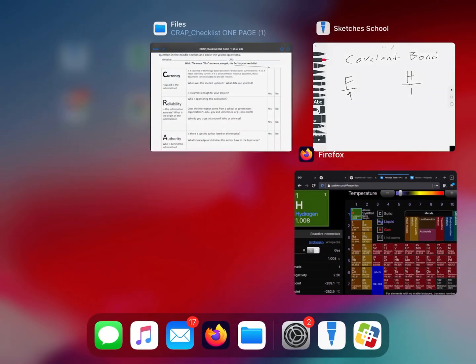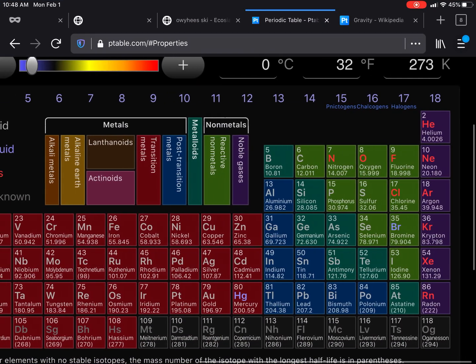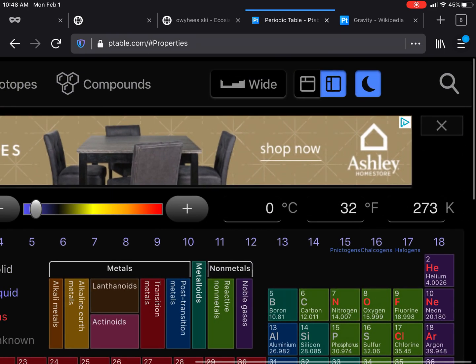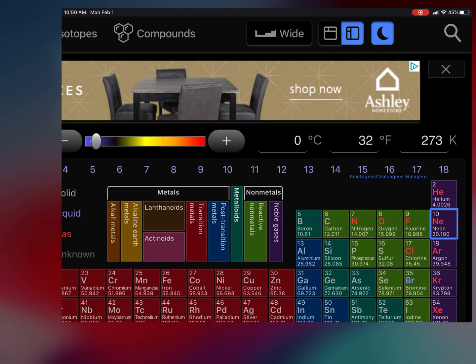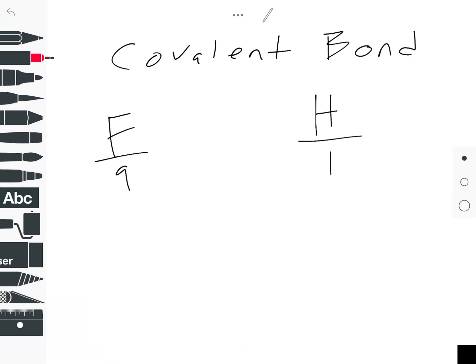Now, the question is, how many do these two atoms want to have? So hydrogen has 1, but it wants to have 2 like helium, the noble gas that it's closest to. Fluorine has 9 electrons, but it wants to have 10 like neon. So they both want to get one more electron. So instead of giving the electron to each other, remember they're going to share, okay?